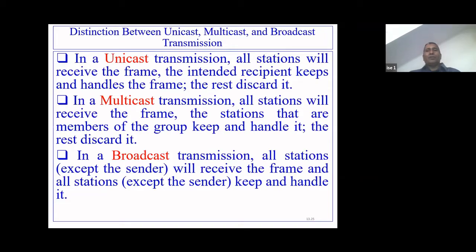Multicast: all the stations that are part of the multicast group will have their multicast address in it. If that station is part of that multicast group, it will decapsulate the frame and send it to the upper layer for further processing, and otherwise it will discard it. And broadcast, anyway, the frame has to be decapsulated by all the stations and processed.